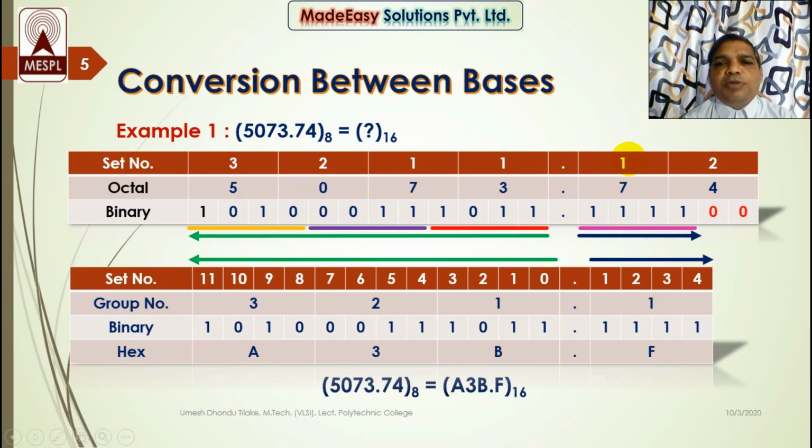So here the first table shows you the conversion of the given octal number into a binary number. You can see over here the resultant number is binary, and the given number is placed with their set numbers. You can see over here 5073.74.